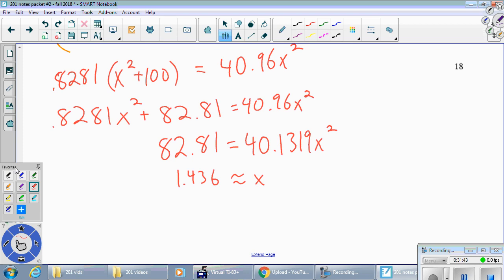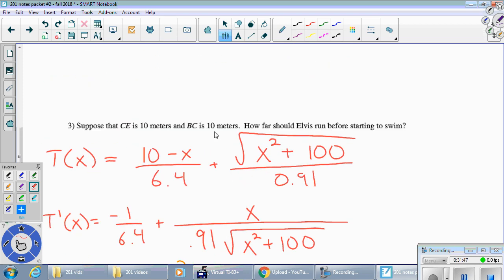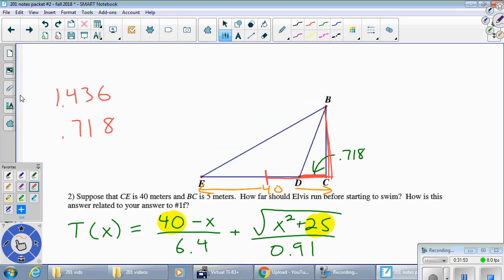So you might experiment with that if you're interested in pursuing this further. Is it true? Like if we triple, if you made this 15 instead of 10, would we just get triple this 0.718? Something for exploration.